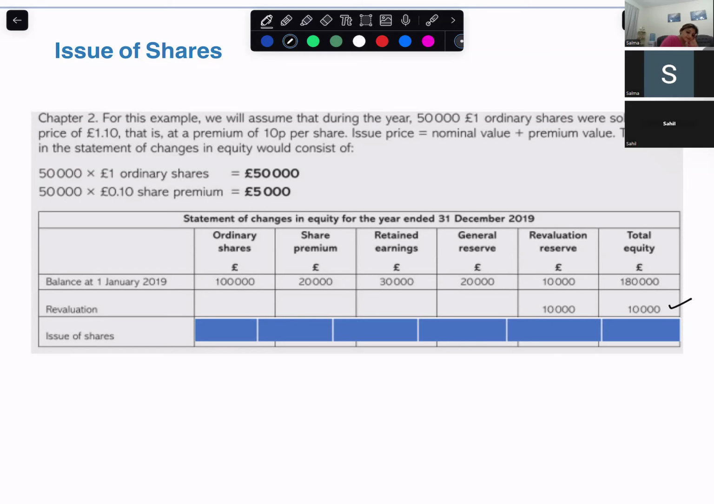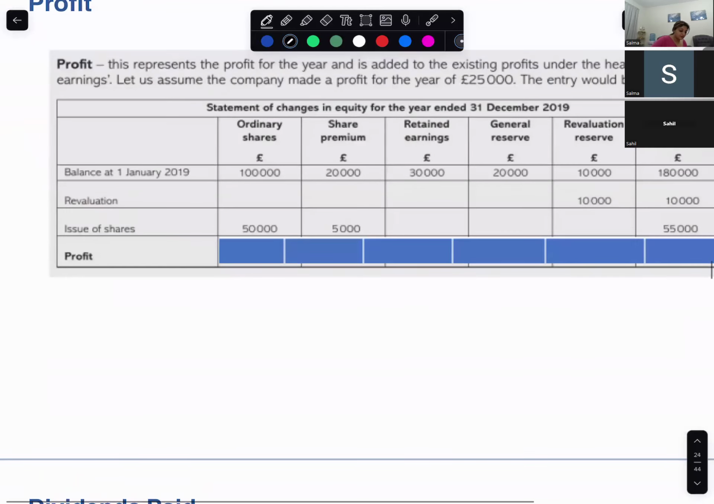Now assume that during the year, 50,000 one-pound ordinary shares were sold at the price of 1.10. That means the premium was 0.10 per share. Issue price is always the nominal plus the premium value. Nominal is the face value and the premium is 0.10, so your issue price was 1.10. How will you enter this in your statement of changes in equity? For the issue of the shares, the ordinary shares get only 50,000, which is the face value, and then the premium, 5,000, will go into the share premium. So the total is 55,000. Very good. This is the only thing that you have to do in your statement of changes in equity.